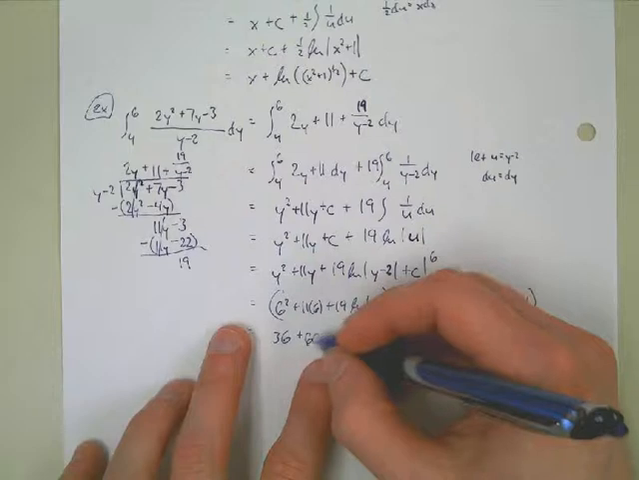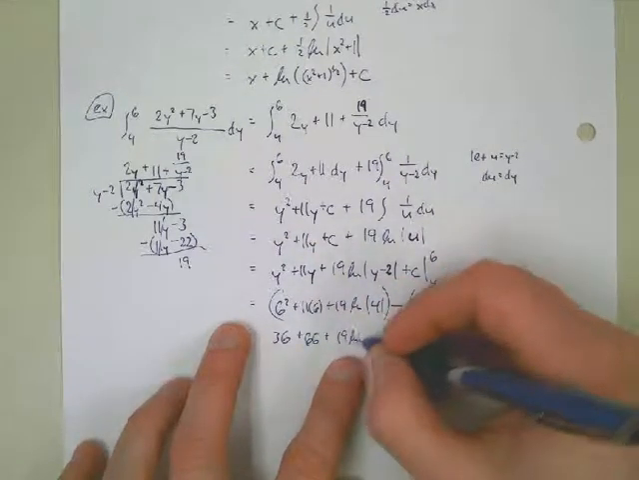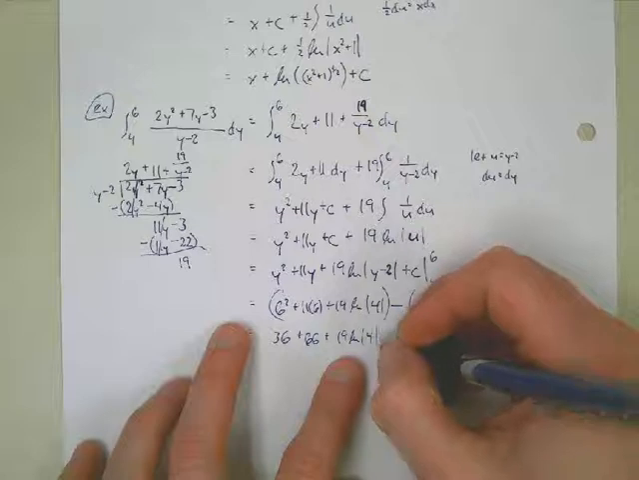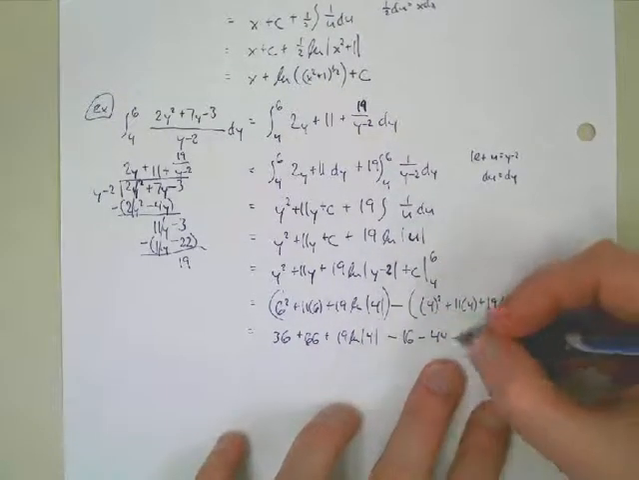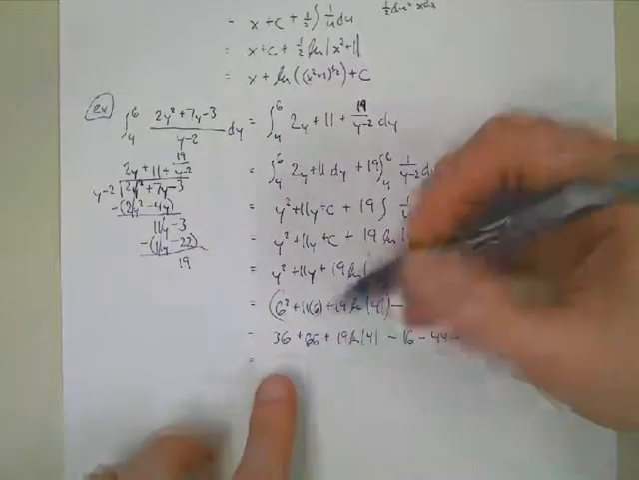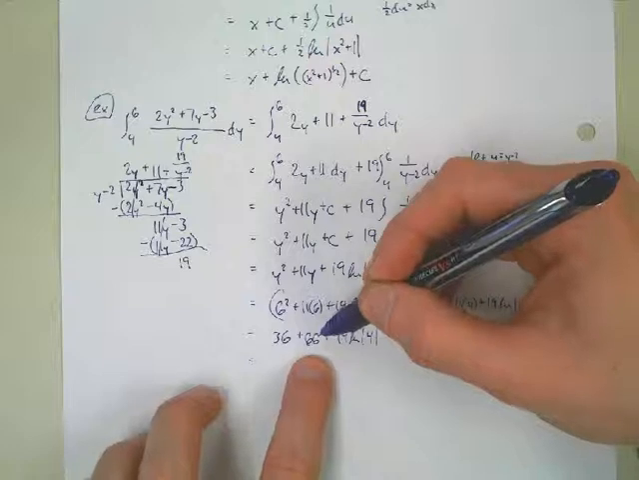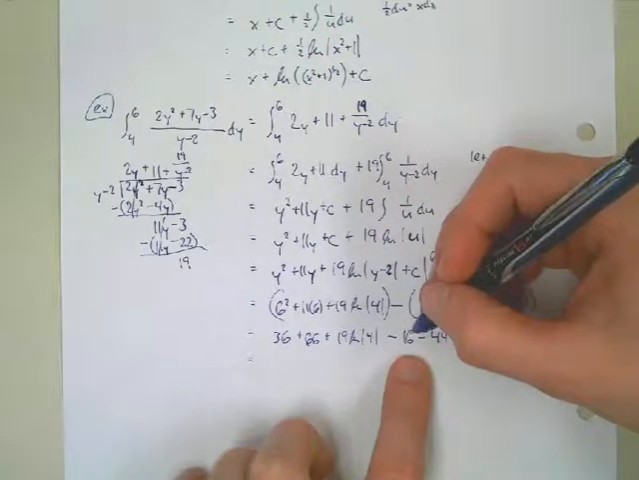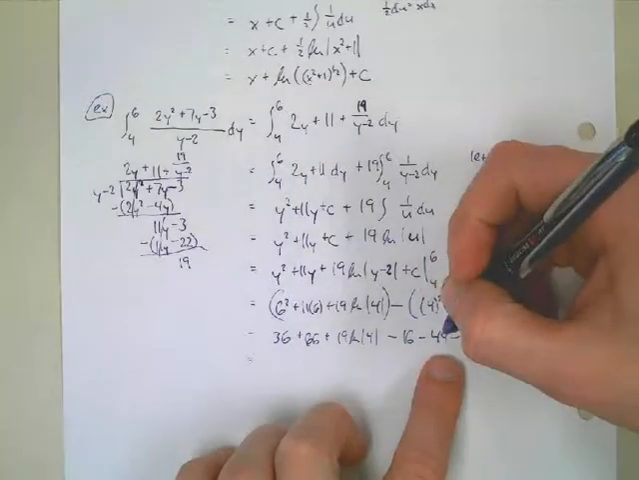So let's see here, plus 19 natural log of 4. Oh, I can drop the absolute values, but oh well. Minus 16, minus 44, minus 19 natural log of 2. And let's see here, yeah. 36 plus 66, 102. Yep. Minus 16 is 86. And then minus 44 is 42. Yep.